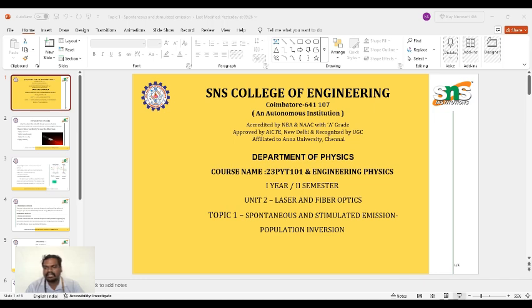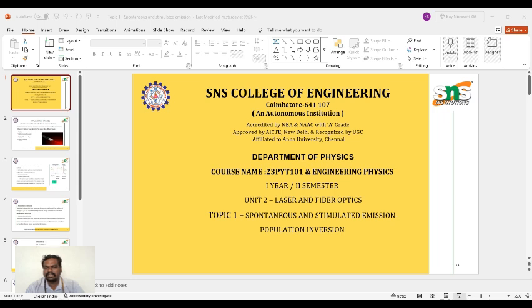And stimulated emission. This figure shows stimulated emission, from the upper energy state to the ground energy state. The atom in the excited state returns to the ground state by external triggering or inducement of a photon, thereby emitting a photon of energy equal to the energy of the incident photon. This is known as stimulated emission.